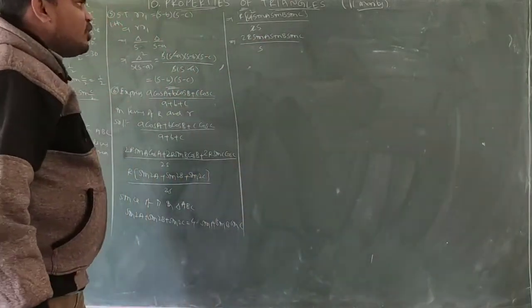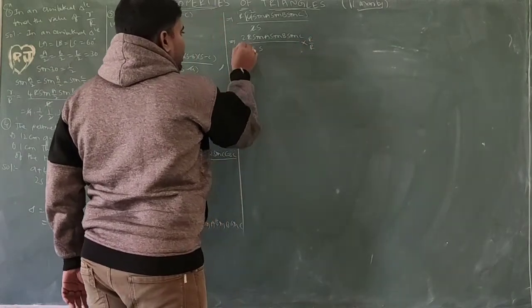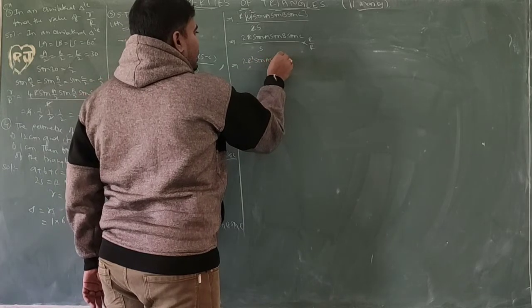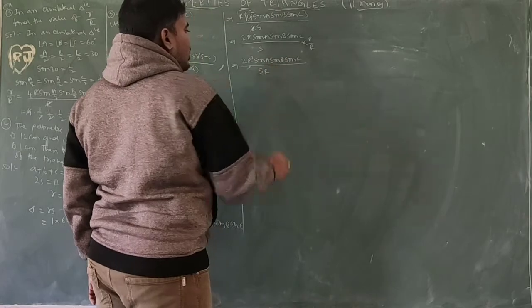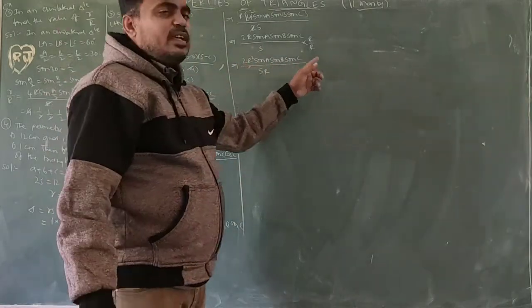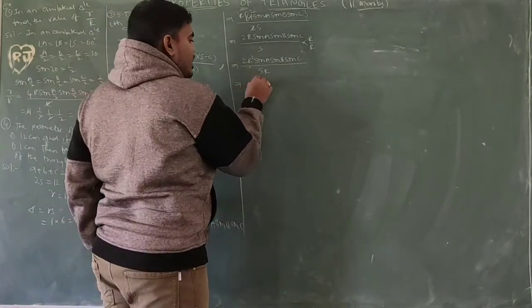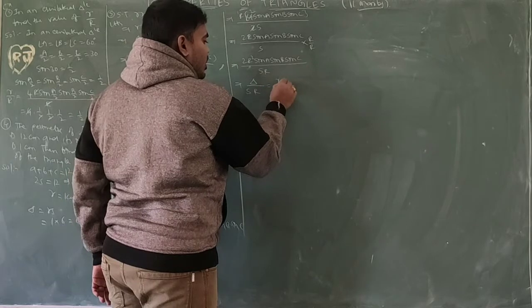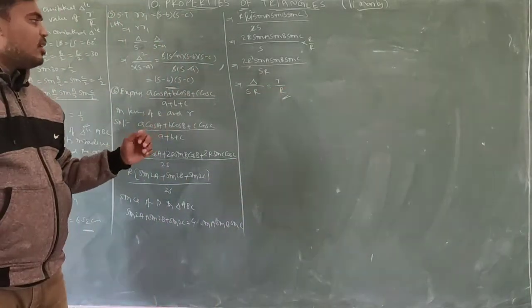So I want to multiply and divide by r. Then we get 2r square sin a sin b sin c by s into r. The numerator 2r square sin a sin b sin c is the formula for the area of the triangle. So Delta by s into capital R. Delta by s equal to small r by capital R. So small r by capital R is the required solution.